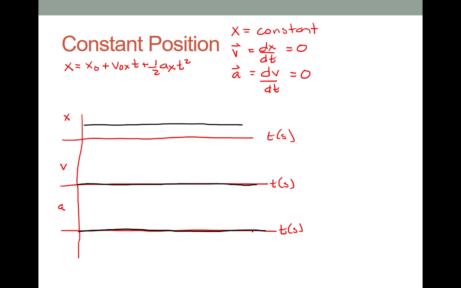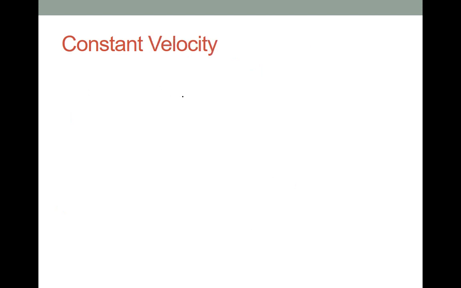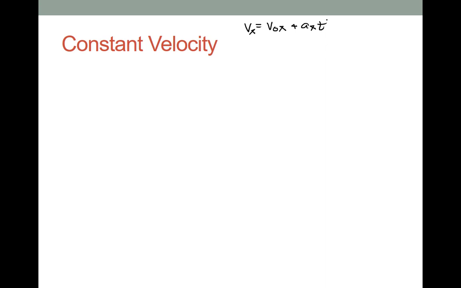Next, I want to think about constant velocity. If velocity is constant, and we think about the middle, or the second of the constant acceleration equations, if velocity is constant, that means that the acceleration is 0. This term goes away. And if we then think about the position equation, the acceleration term there goes away as well.